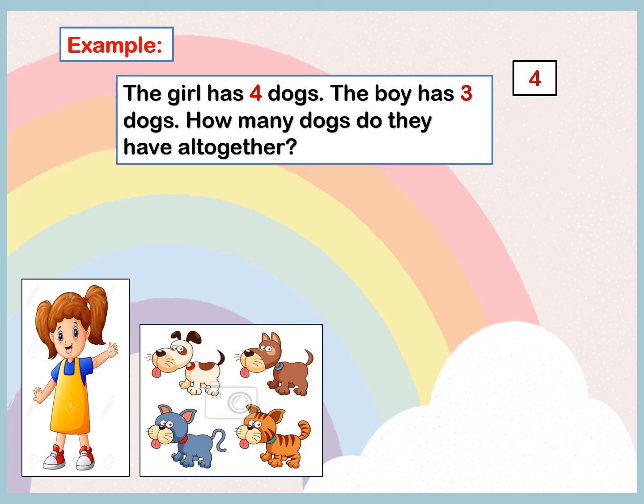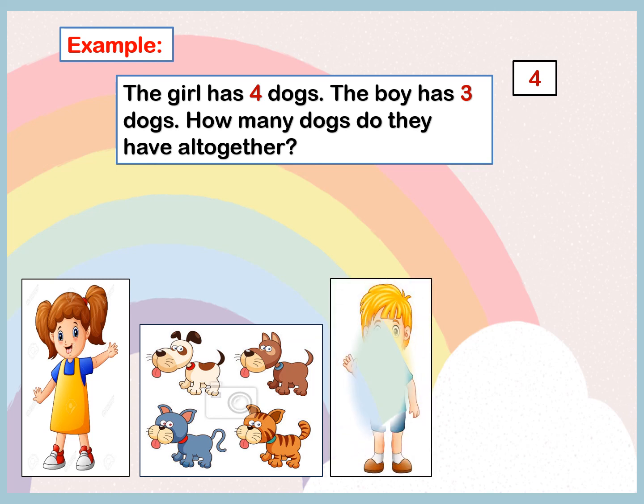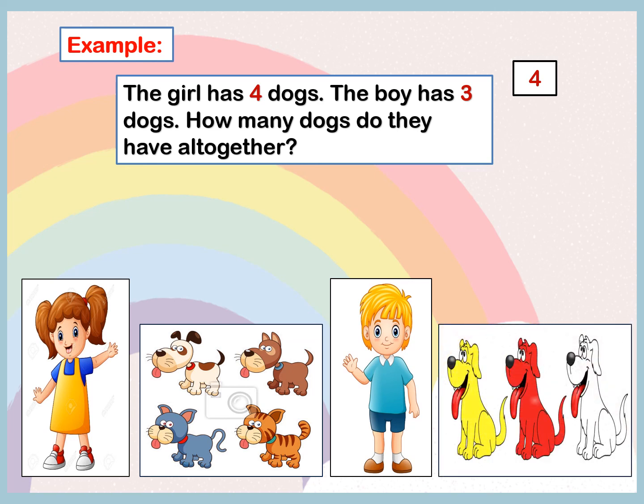All right, now let's proceed. The boy has 3 dogs. Yes, that's the boy, and we can replace boy for he. The boy has how many dogs? Or how many dogs does the boy have? He has three dogs. One, two, three. Three dogs.